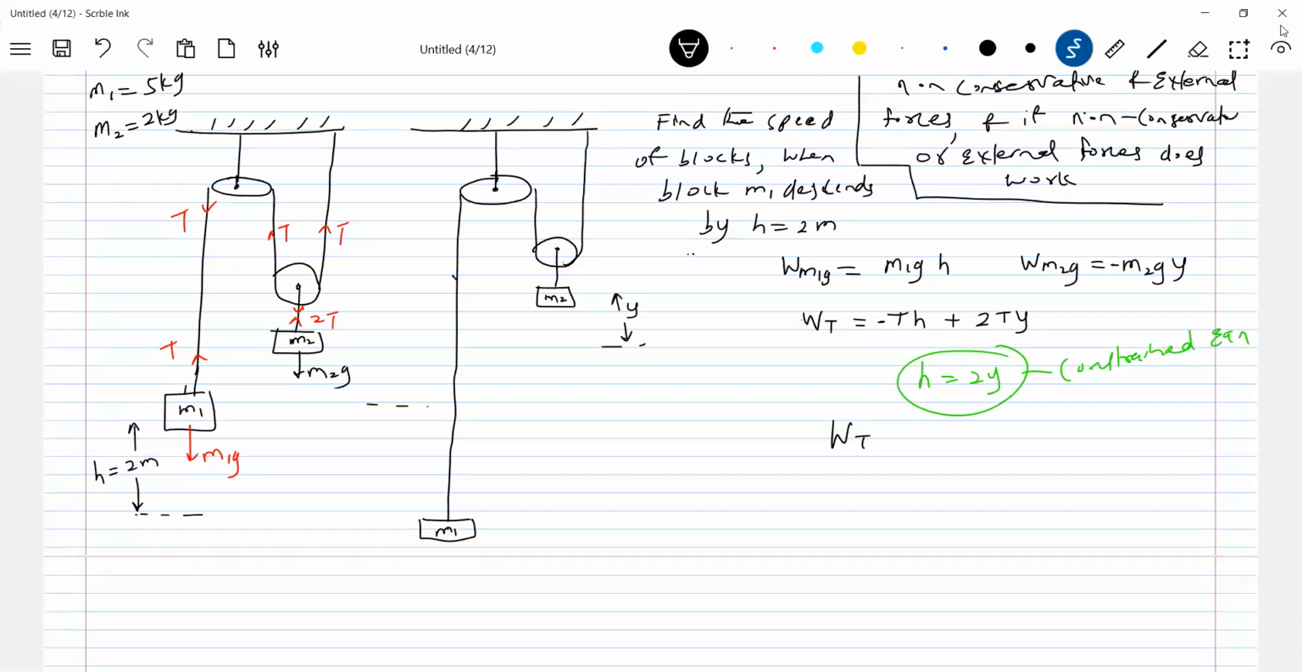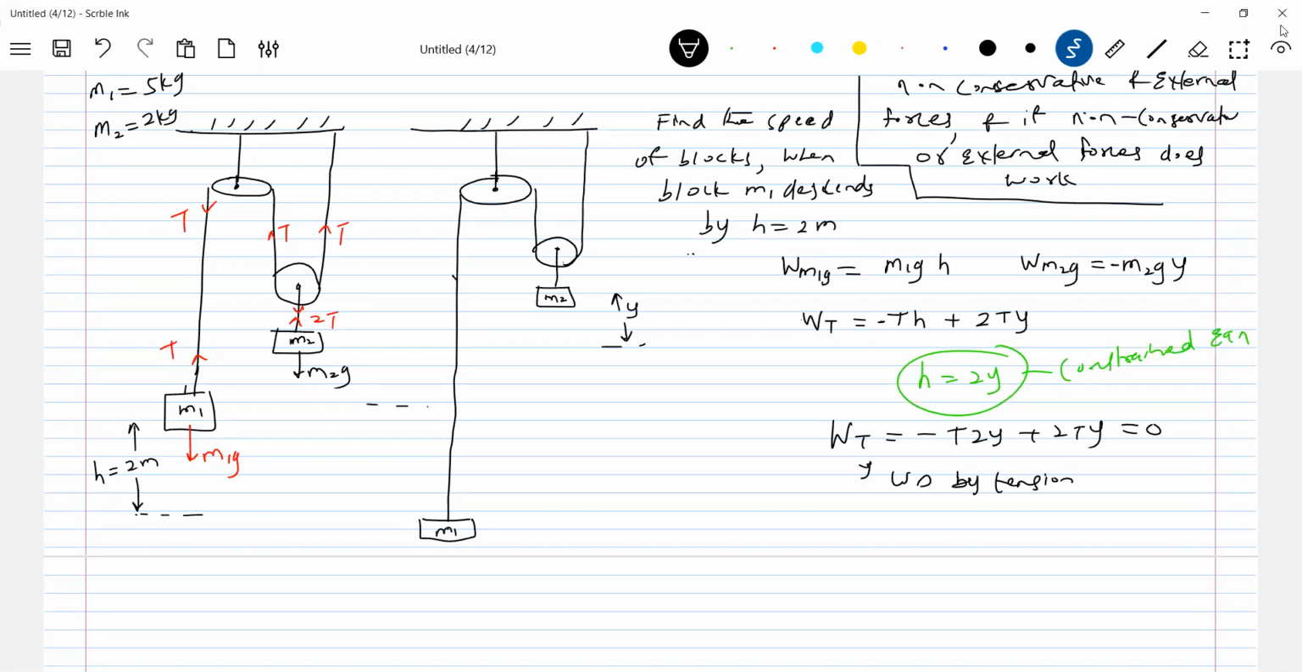Work done by tension: minus T into 2Y. So this is the work done by tension, and what is it equal to? 0. So therefore, though tension is acting, the net work done by tension is 0. Then what are the only forces that are doing work? The weight. Can you apply conservation of mechanical energy? Yes, now you can apply it.